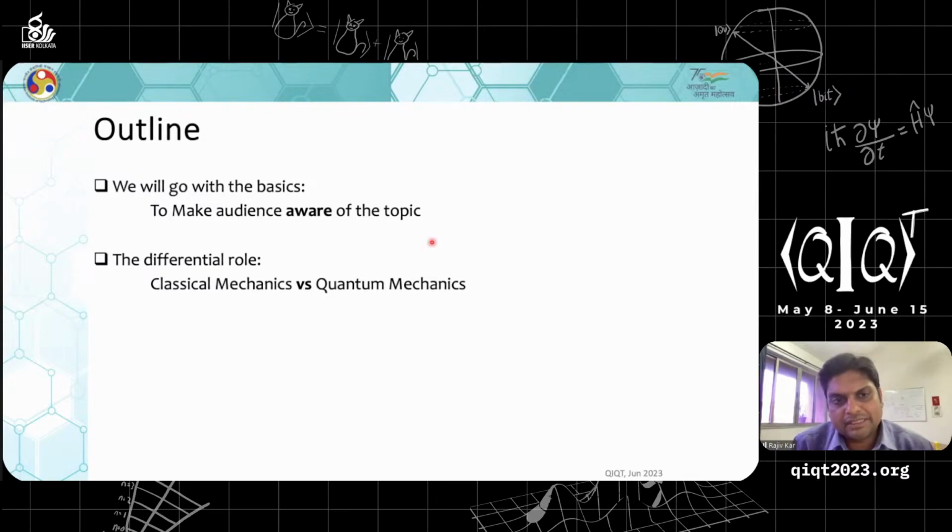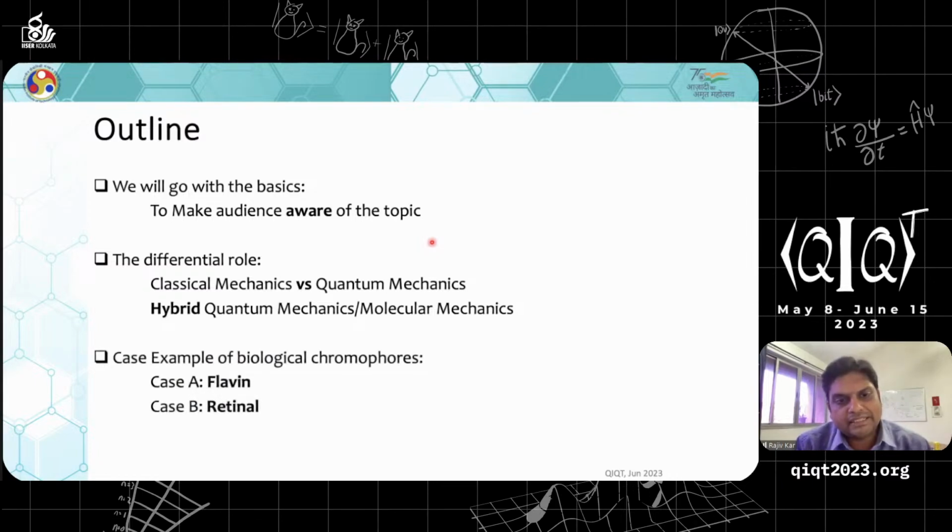And then we will also discuss a new possibility where we can account for the hybridization of both the methods to understand the phenomena, be it biological or chemical in origin, in more detail. And lastly, we will see the applications through two typical examples, where we will have flavin and retinal as biological chromophores. As you can see, both of them are highly conjugated systems, and that's why they are much more suitable to study through quantum mechanics.